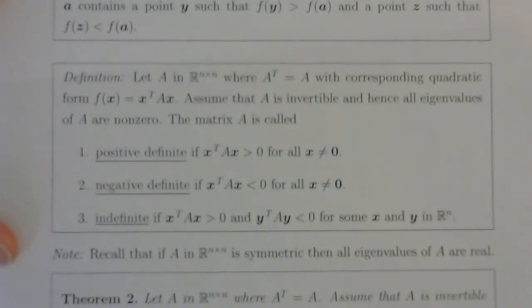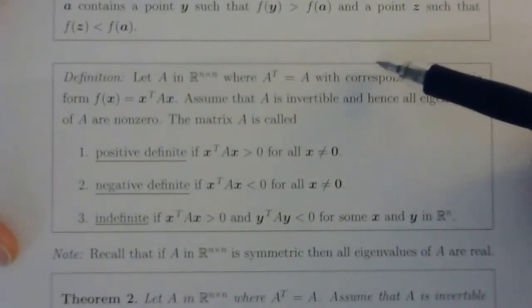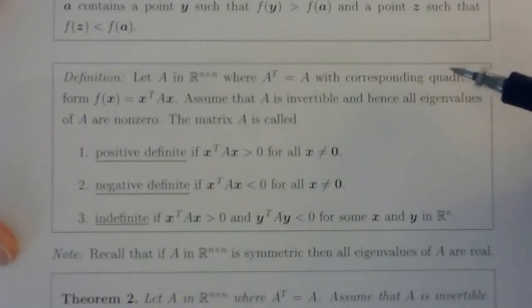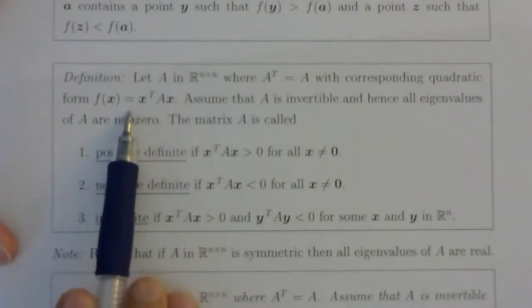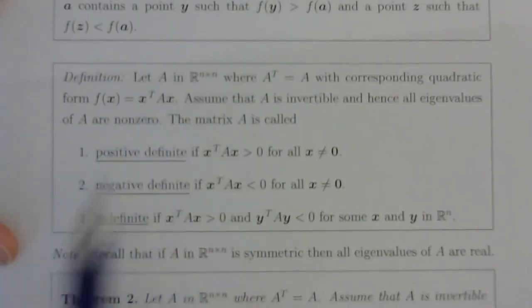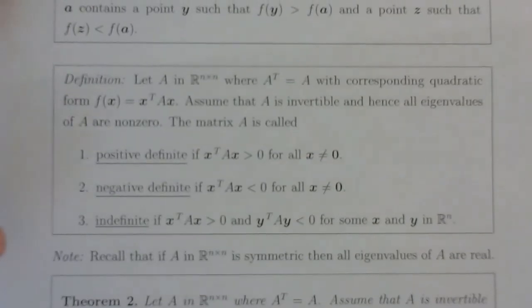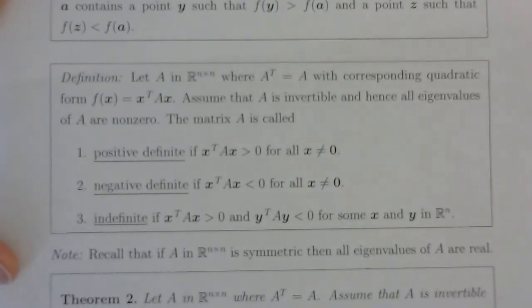So let's remember a little bit about matrices. Let's just consider an n by n matrix A that is symmetric, and I can write some function f of x in this quadratic form. So it's x transpose A x. So f of x is a scalar valued multivariate function. Now we have to assume that A is invertible, or equivalently, all the eigenvalues are non-zero.